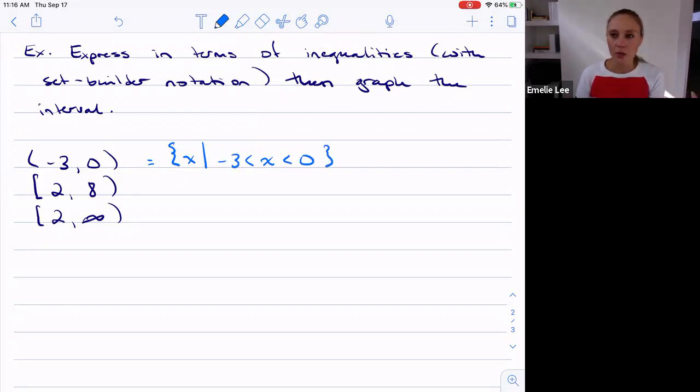Notice that these round brackets result in a less than, not less than or equal to. That would be a square bracket. So what I'm saying is x has to be between -3 and 0. You always want to make sure that the order that you're writing this interval makes sense. There is no interval from 0 to -3 because it doesn't go that way, unless you change the inequalities, then fine.